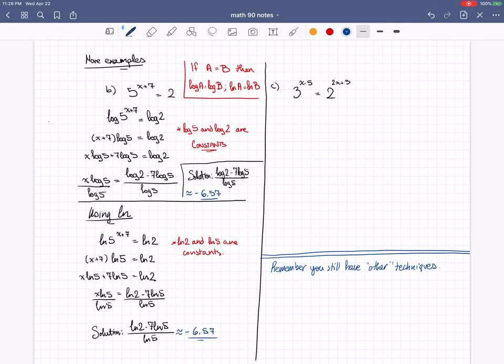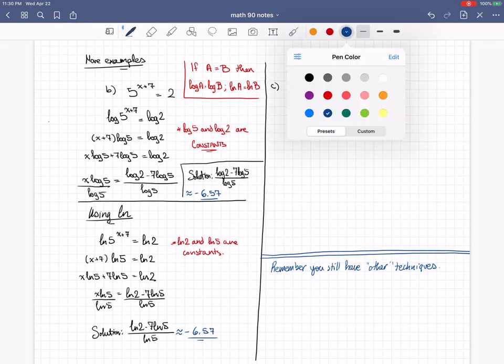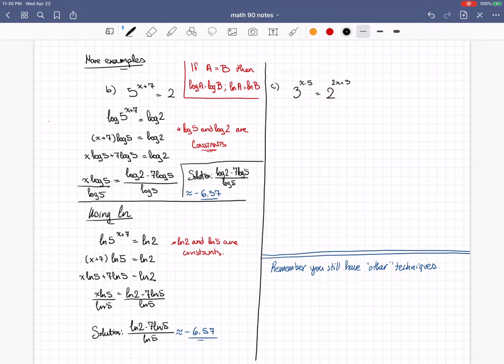Okay, let's look at another example. So in this example, you'll notice that the unknown is located on both sides of the equation. That doesn't deter us at first. We use our same basic idea. If two things are equal to each other, then their logs must also be equal to each other. So we're going to go ahead and take log of both sides.